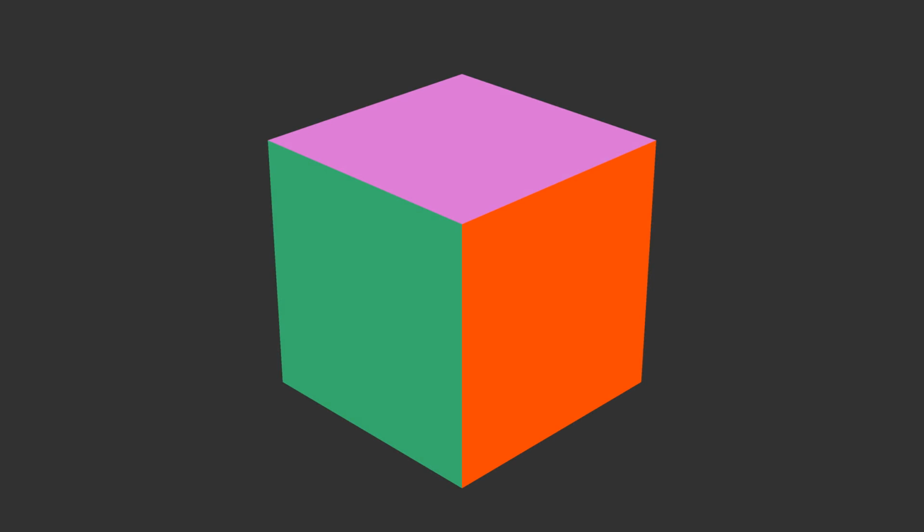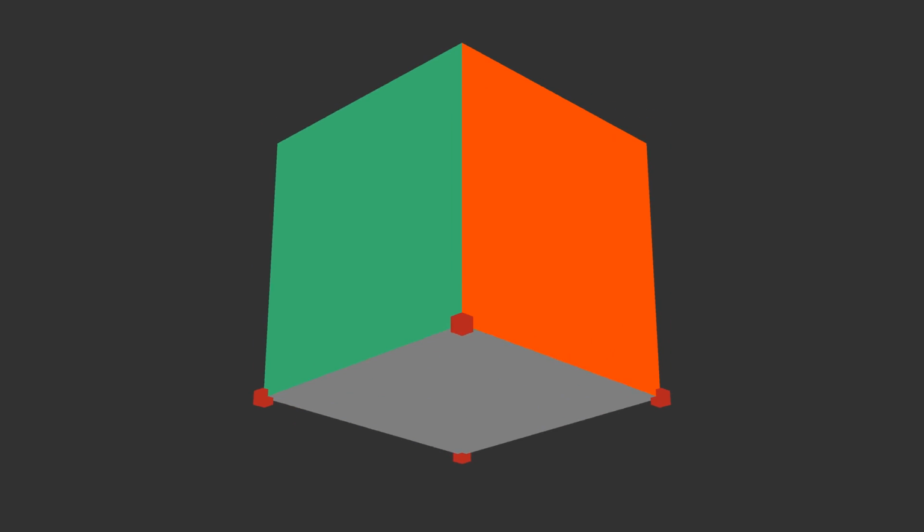A cube has 8 corners, or vertices. There are 4 vertices around the top of the cube. There are 4 more vertices around the base.